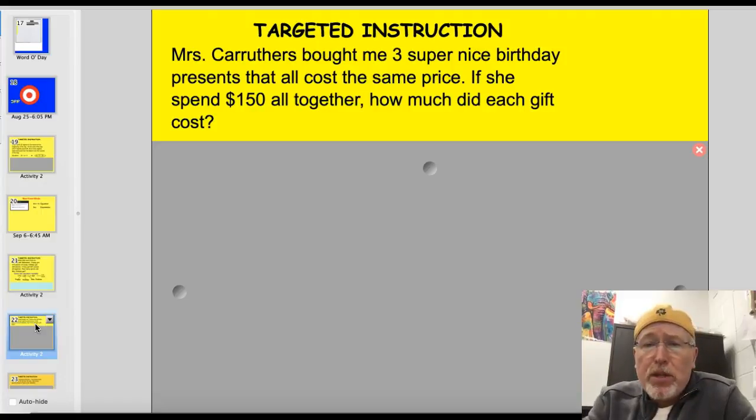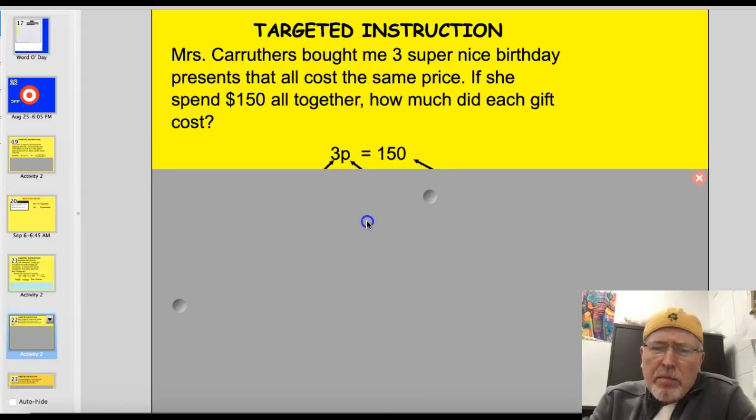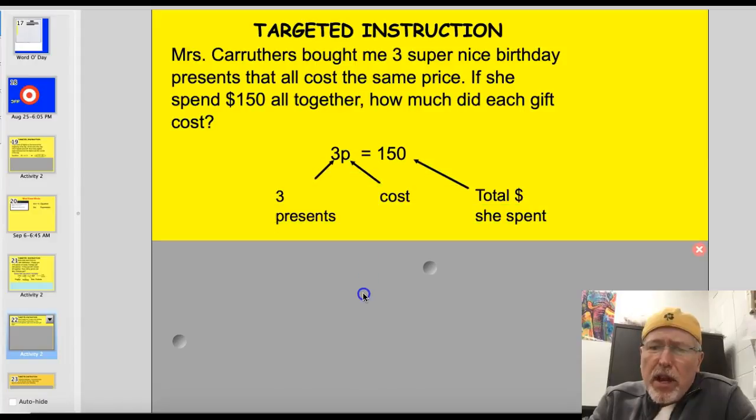Mrs. Crothers brought me 3 super nice birthday presents that all cost the same price. If she spent $150 altogether, how much did each gift cost? Most of you are thinking about it, thinking, what would it be? I'm not sure. Well, let's take a look here. 3 presents equals $150. There they are. They're the 3 presents. There's the total cost. So what would that be? 3 times something is 150. 3 times 50. She spent $50 a piece on each of the gifts. Okay? All right. See how you do.